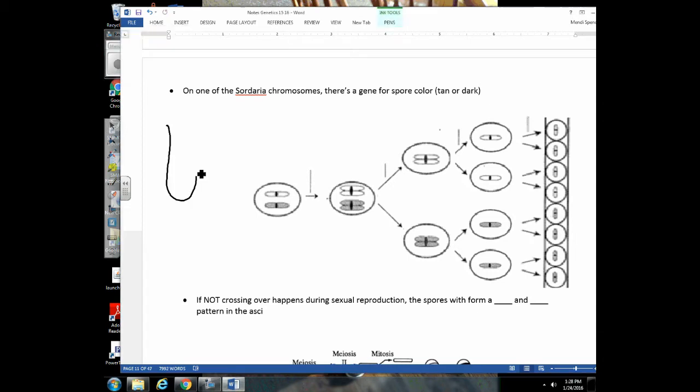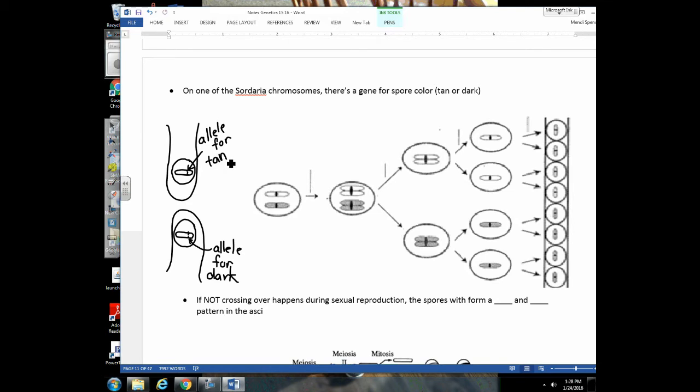I'm going to show one hyphae and another hyphae growing together here. And they each have a nucleus and they each have a chromosome that contains a gene for the spore color. And of course, they're color coded for you because they're trying to show you that this chromosome, like right here, we can say has an allele for dark spores. This one here is going to have an allele for tan.